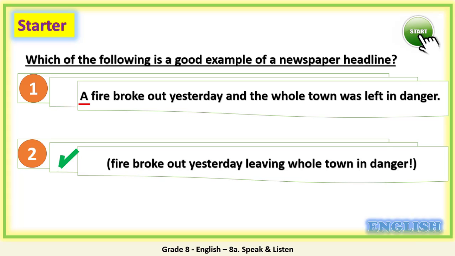Here, in the good newspaper headline, we don't use the articles a or the. Also, we don't use conjunctions like and, and we don't use the passive. The past passive here, we don't use the passive. So, if you want to write a good newspaper headline, don't do this. Don't use articles a or an or the, don't use conjunctions, and don't use the passive.